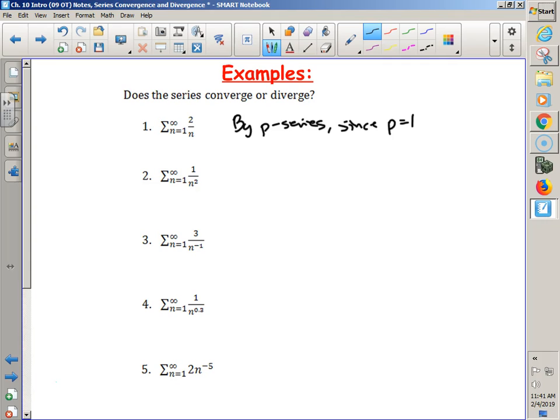We could just leave it there. I'm trying to think if I want to keep going with that. Not within. I could do it that way. Since p is equal to 1, which is not between.